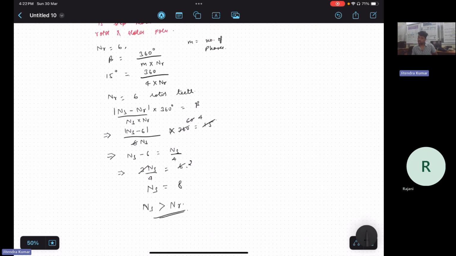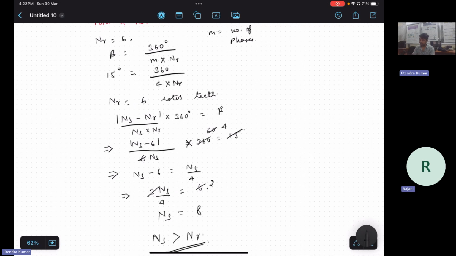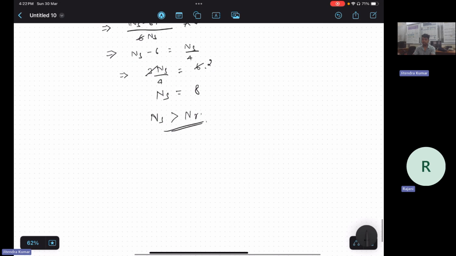In that case also you can solve in a similar manner, right? Same way. Instead of NS, NR, they are just opposite to each other. That's right. So it is always beneficial to take the mod of this. Okay, sir.